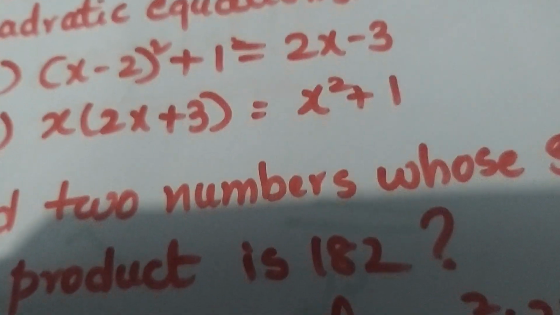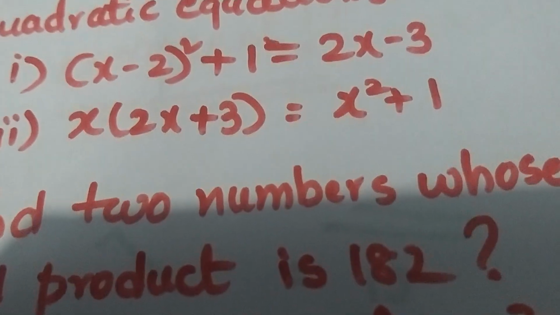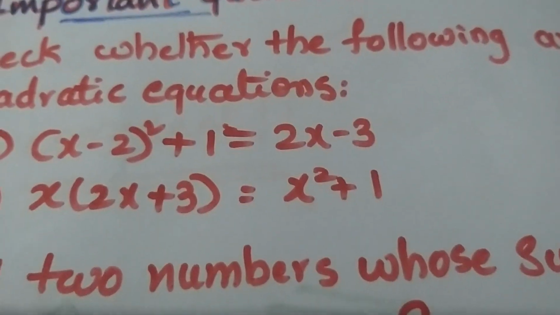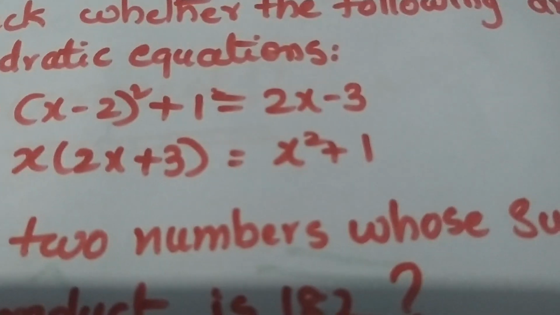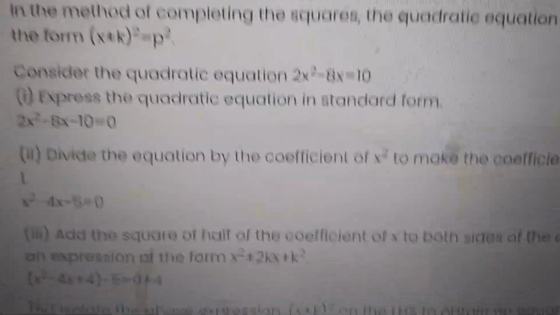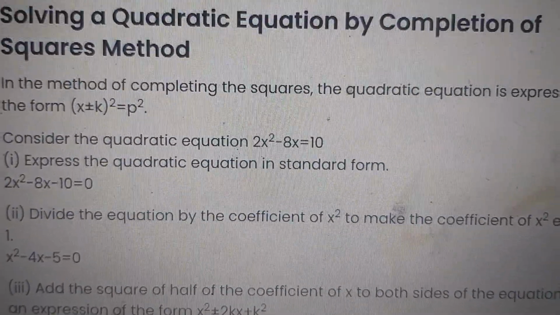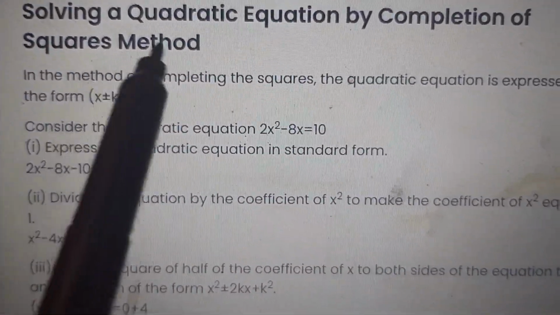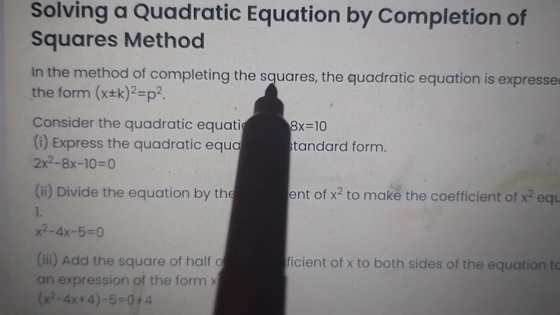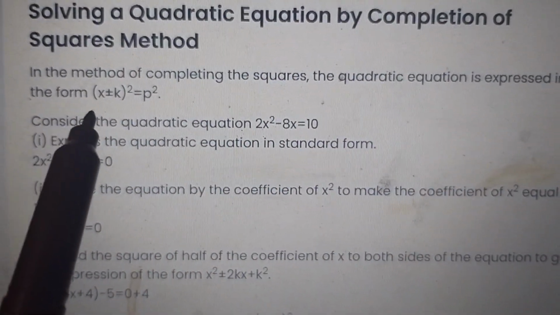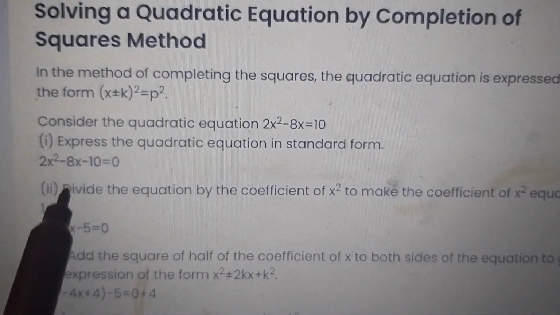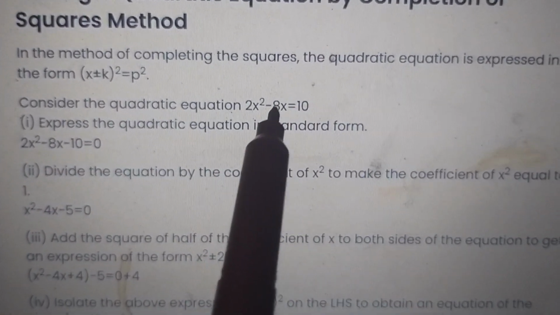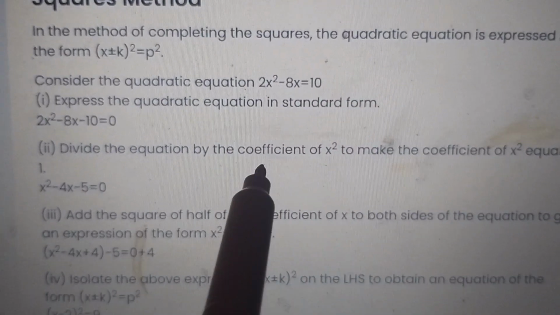That is solving by completing the square. The completing the square method. See here, solving a quadratic equation by the completing the square method. In this method, we have to express the equation in the form x plus r minus k whole square equal to p square. Consider the equation as this one, and for example, I am taking this example.